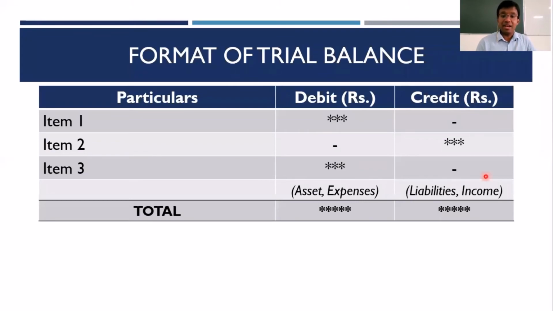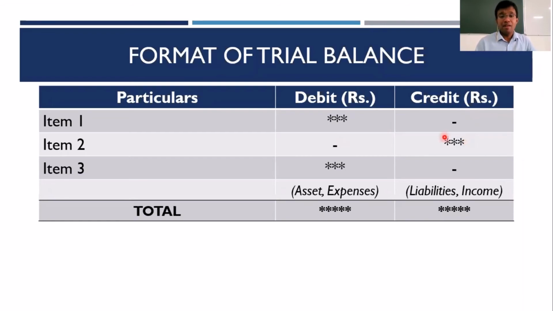Then on the credit side, you will record your liabilities and your incomes. On the credit side, you will be recording your liabilities and your incomes. So debit side, it's assets and expenses. Credit side, you have your liabilities and your incomes.